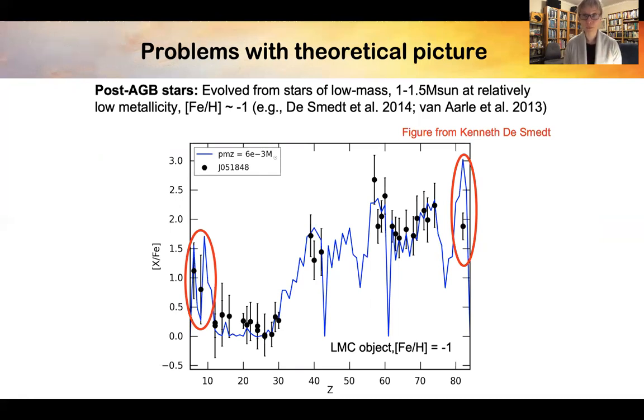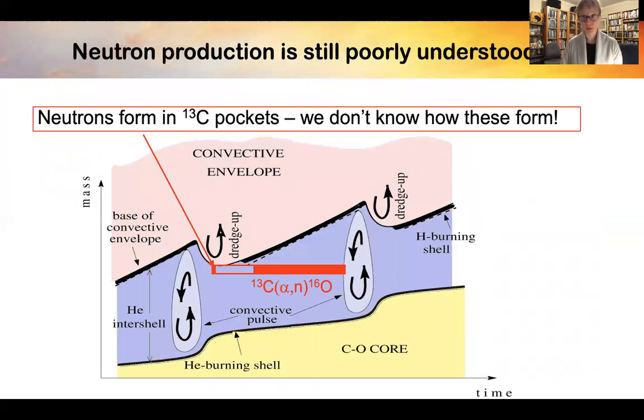So is this a problem with the theoretical models, or is something else going on? There have been quite a few discussions about this for a long time. We think something else is going on. Now, neutrons, I mentioned, form in carbon-13 pockets. We don't really understand how these form.